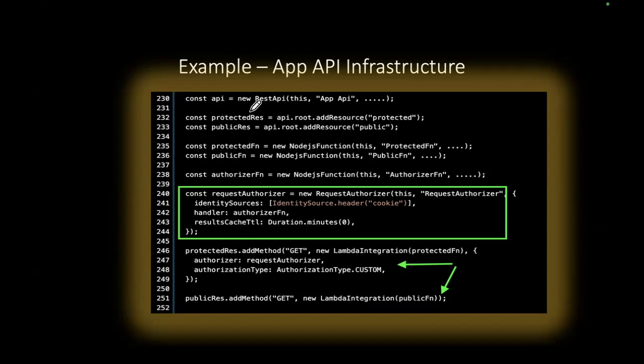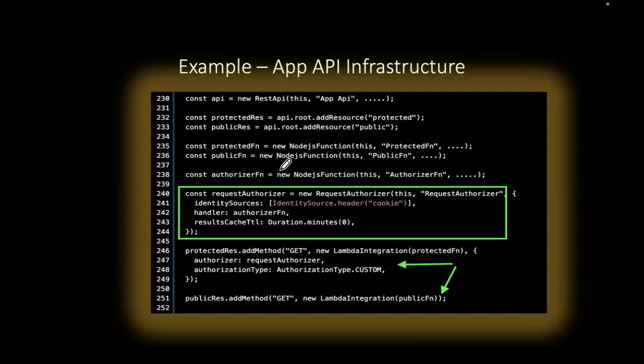So, okay, what am I doing? At the very top, we're just creating an empty web API. This is our app API now, as opposed to our auth API. We're adding two endpoints or two resources to the root. One is called protected and one is called public. Then we're adding a Lambda integration. We're creating two Lambdas. Now the Lambdas we're not really too interested in. They're fairly standard. They're just going to return standard responses. But we need to create two Lambdas anyway.